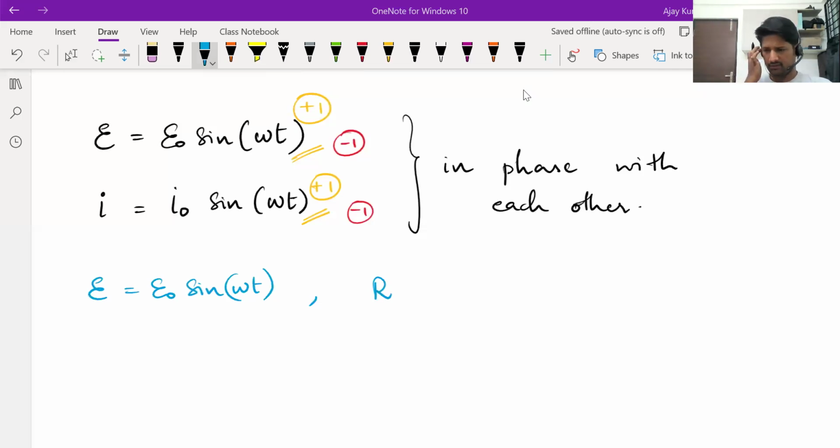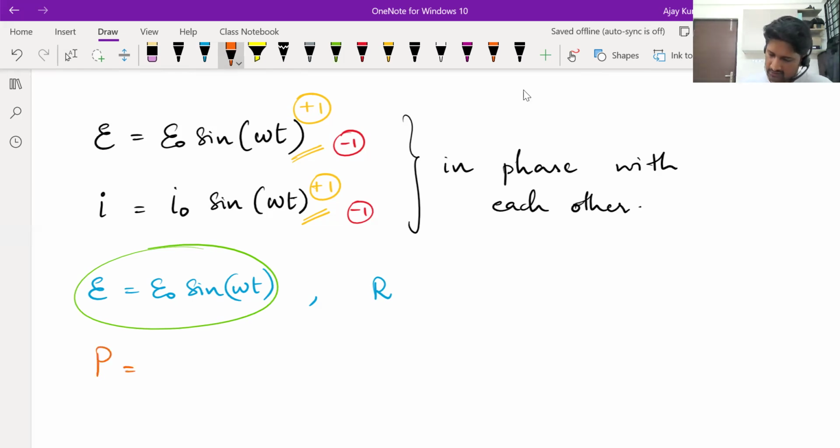I got one answer as V by R. V by R is not correct. V by R is the current. V is equal to IR, I is equal to V by R. What is the power dissipated by a resistor in terms of voltage? V square by R. Okay, where V is the voltage across that resistance. Fine. Now here, the voltage is a variable voltage. If the voltage is variable, the power will also be variable. So you can say that power dissipated by the resistor is E square by R now.